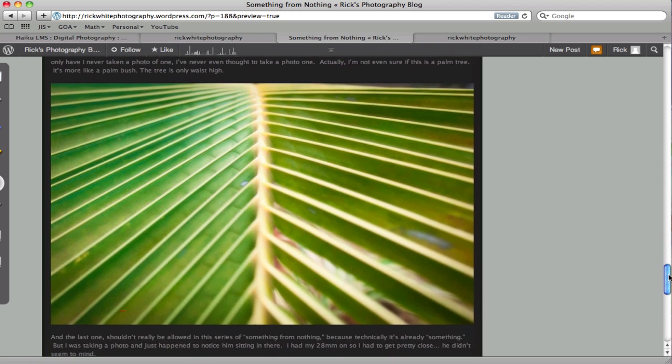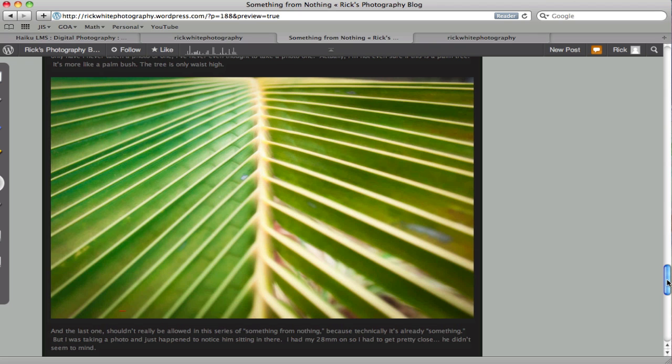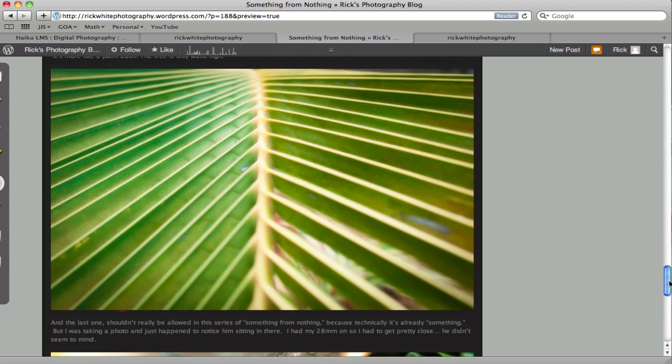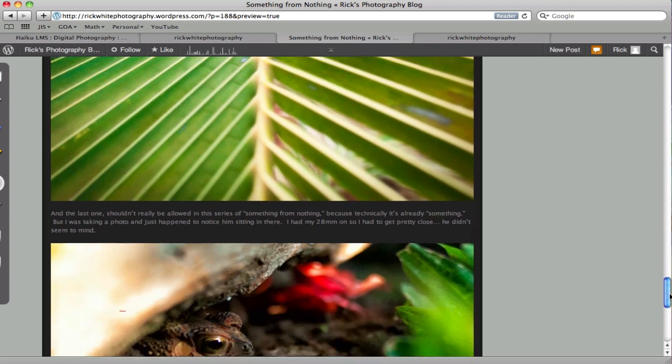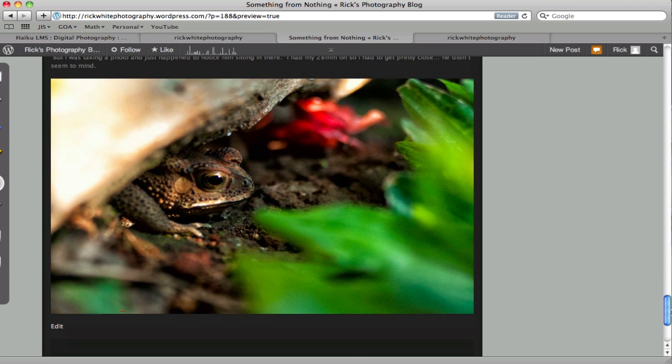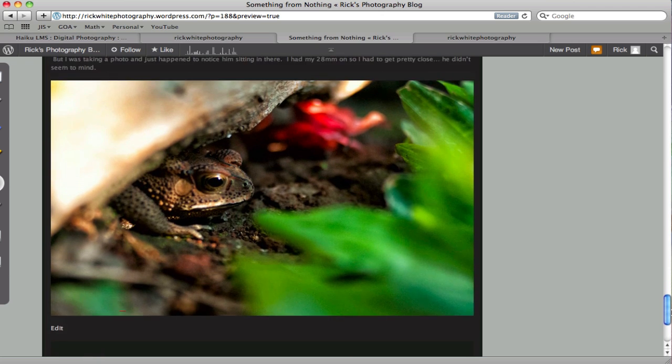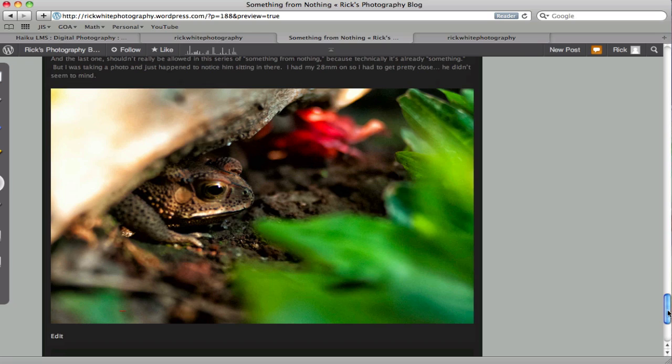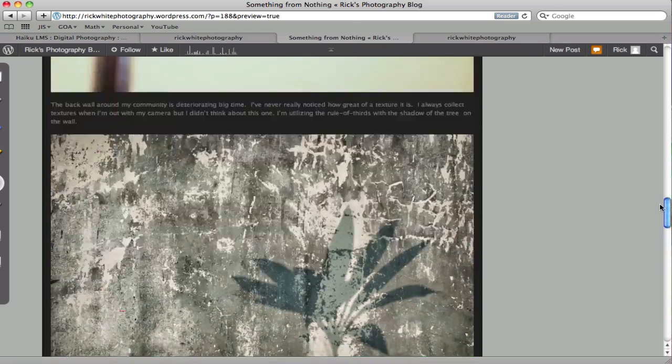And here's a palm leaf. I'm not sure this is technically a something from nothing because it is kind of cool as it is. But anyways. And then I saw a little frog while I was taking photos, so I decided to take a photo of him as well, which doesn't really count. He's already something. But so here's my 5.